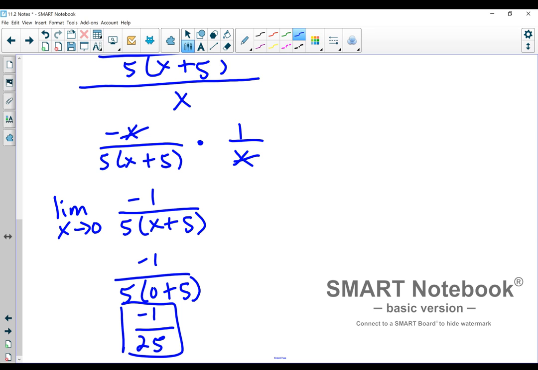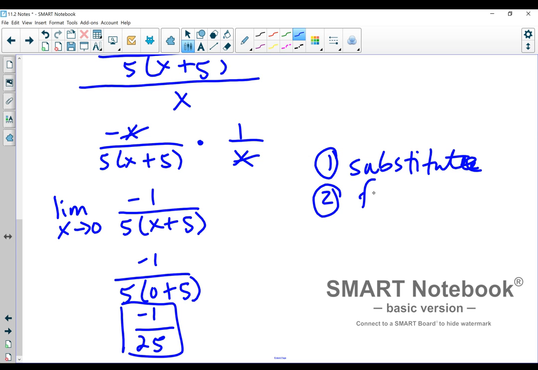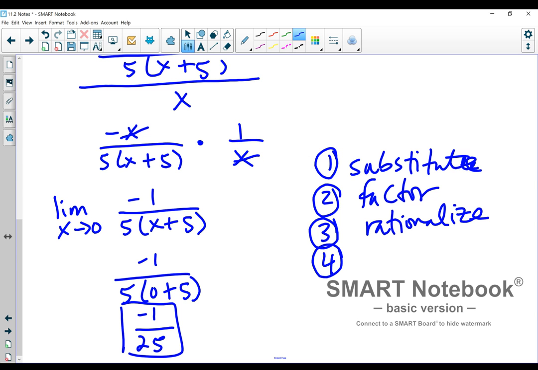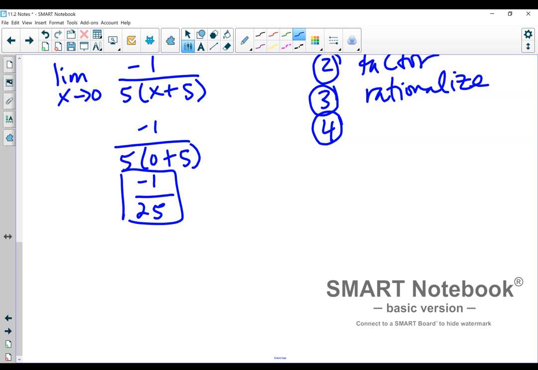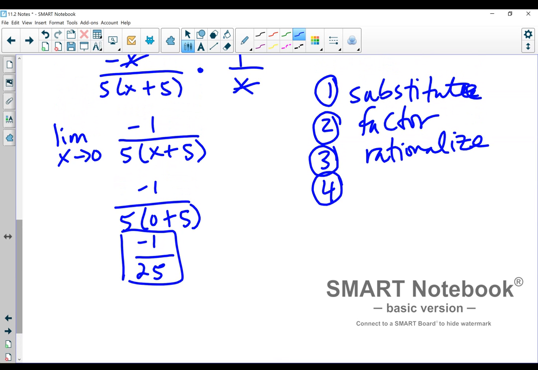So just to quickly review strategies and to add one more. Our strategies are to first just substitute. And then we looked at how sometimes you have to factor and you can cancel some stuff out. We looked at rationalizing, and we had to rationalize the numerator. So that is an option, just like you would a denominator. We even looked at simplifying, where we did the math and put the fractions together.